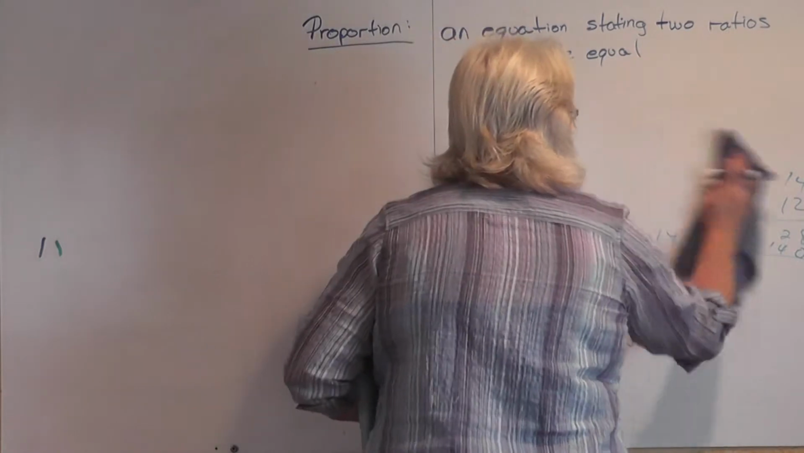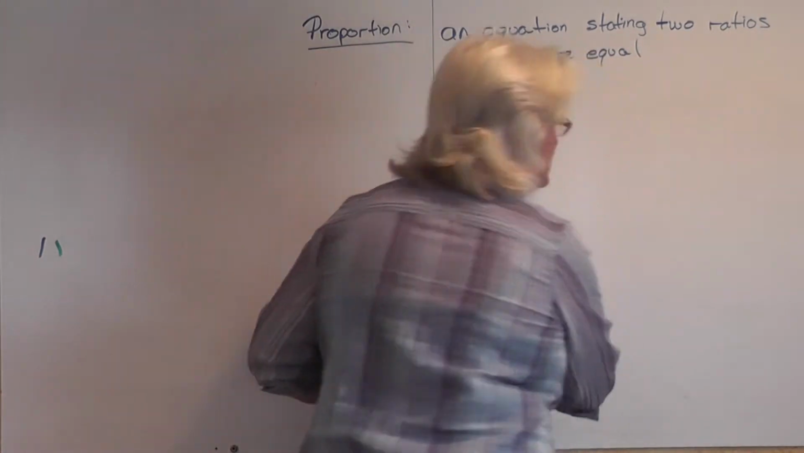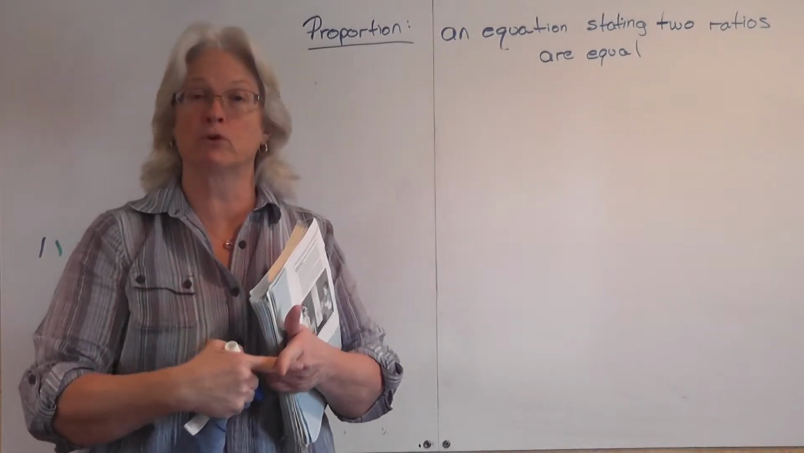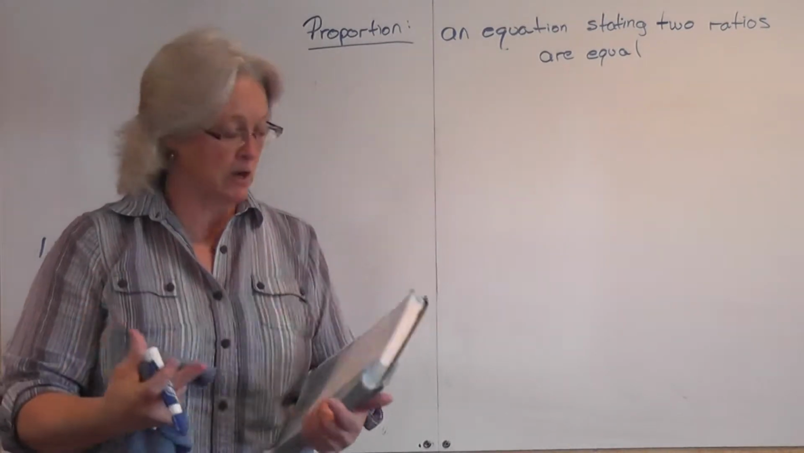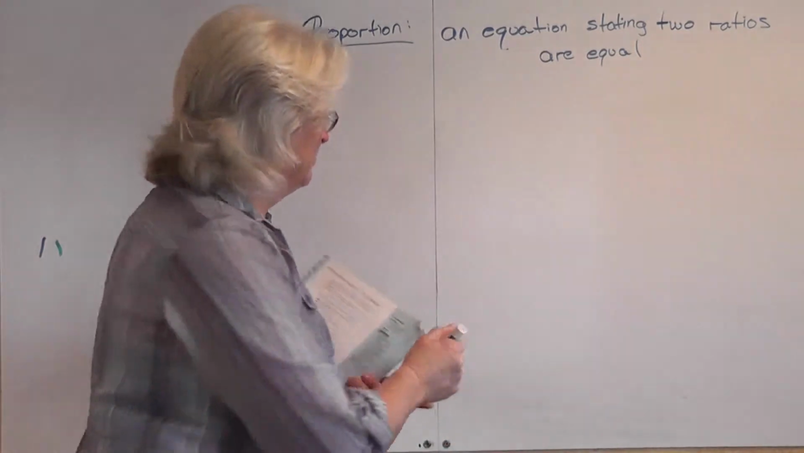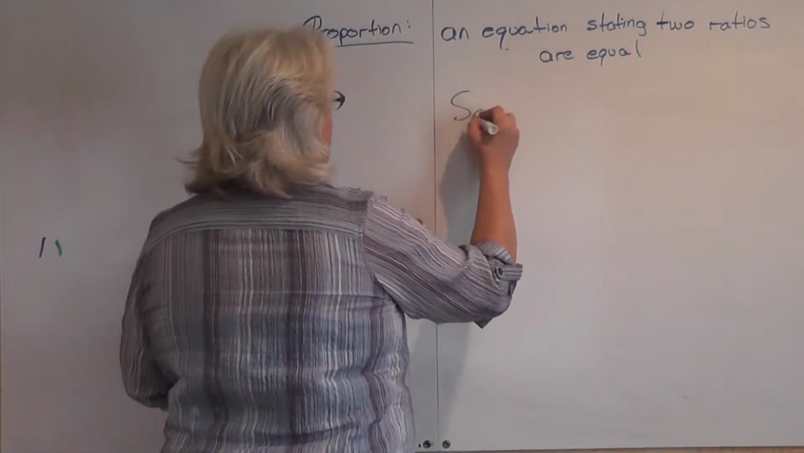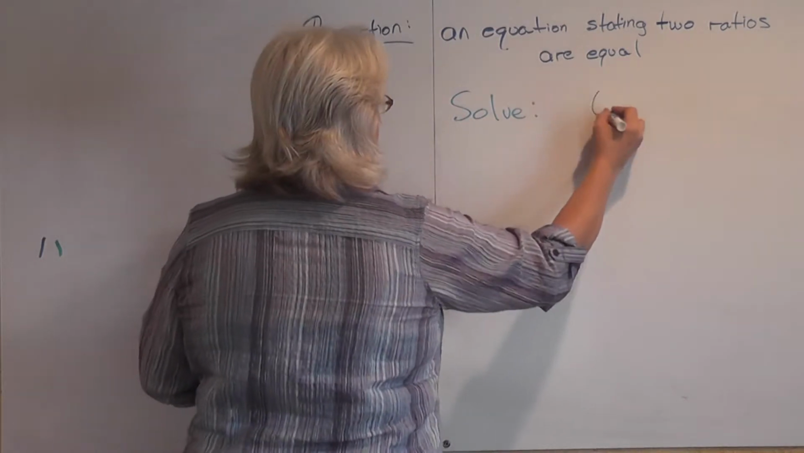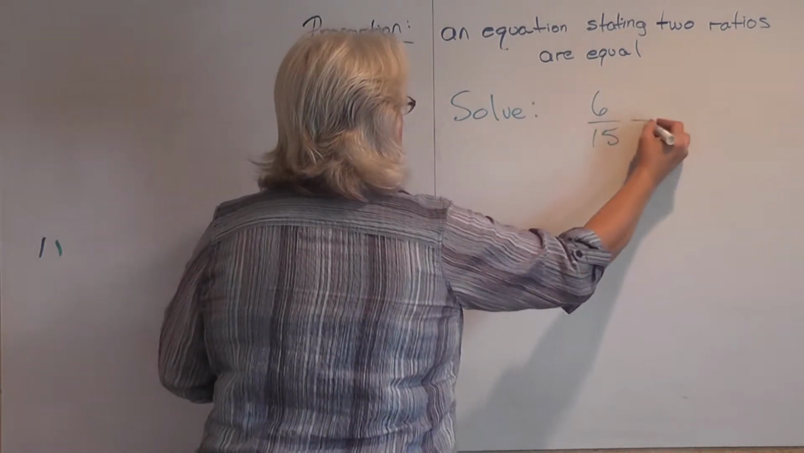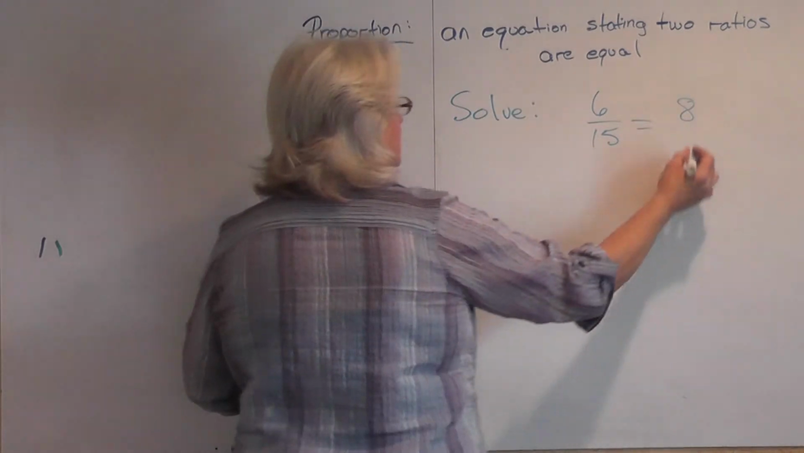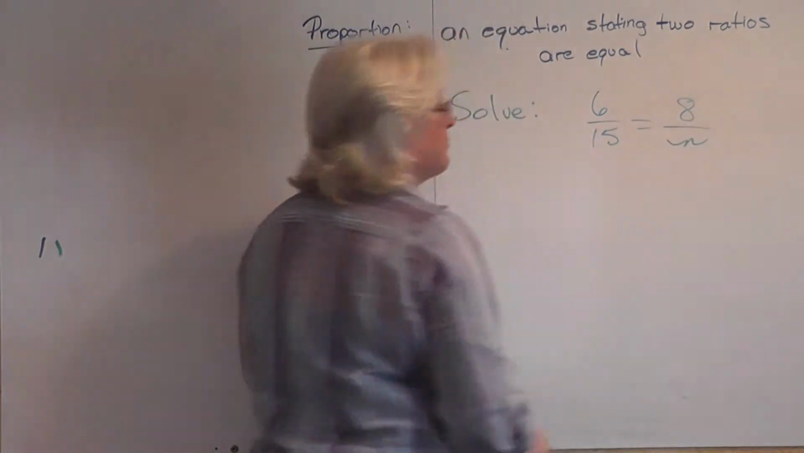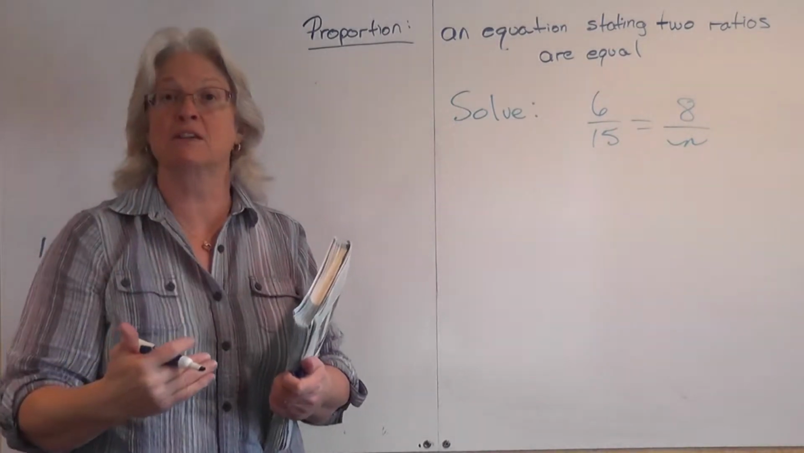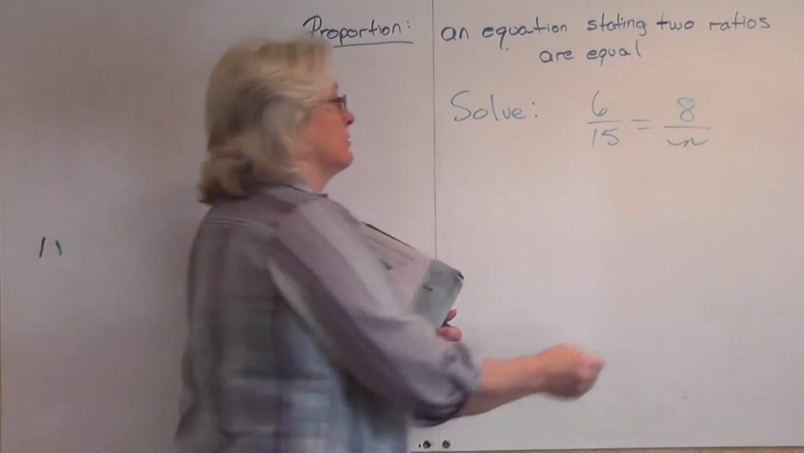And I had said just a moment ago that we're going to use the fact that we now know that the cross products in a proportion are equal to help us solve when we have a variable. We have this instruction here. It says simply solve 6 over 15 is equal to 8 over n. This is one of the most valuable little techniques that you use in algebra, cross products.